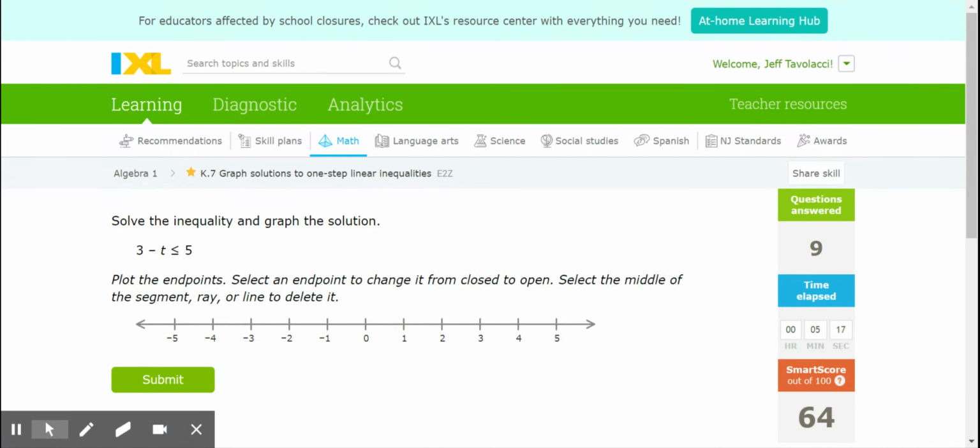Okay, now here's going to be an interesting one. We would subtract 3 from both sides, and that gives me negative T is less than or equal to 2. I'm going to need to divide by negative 1, and when I do, this inequality is going to flip, and this positive 2 is going to become a negative 2. So negative 2 is going to be my boundary. I want to include that point. This was a less than, but when we divided it by a negative, it's going to flip and become greater.